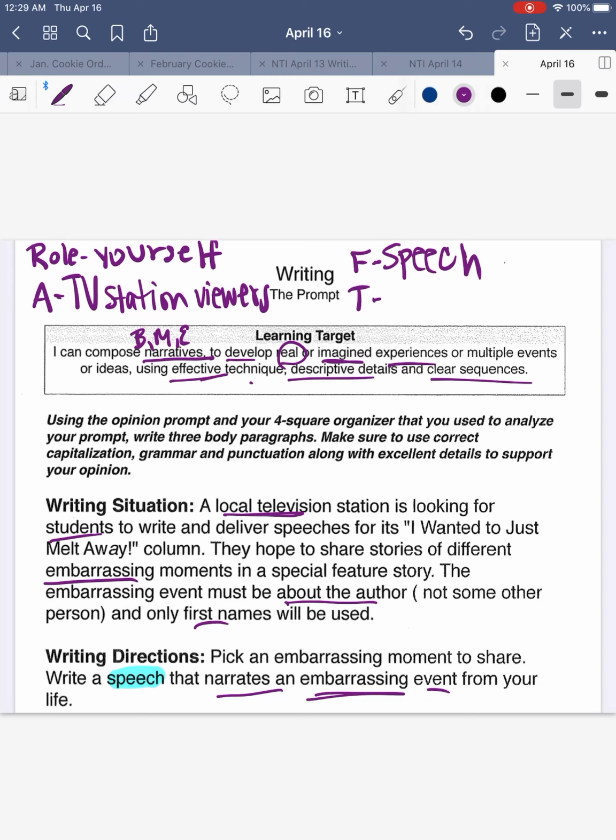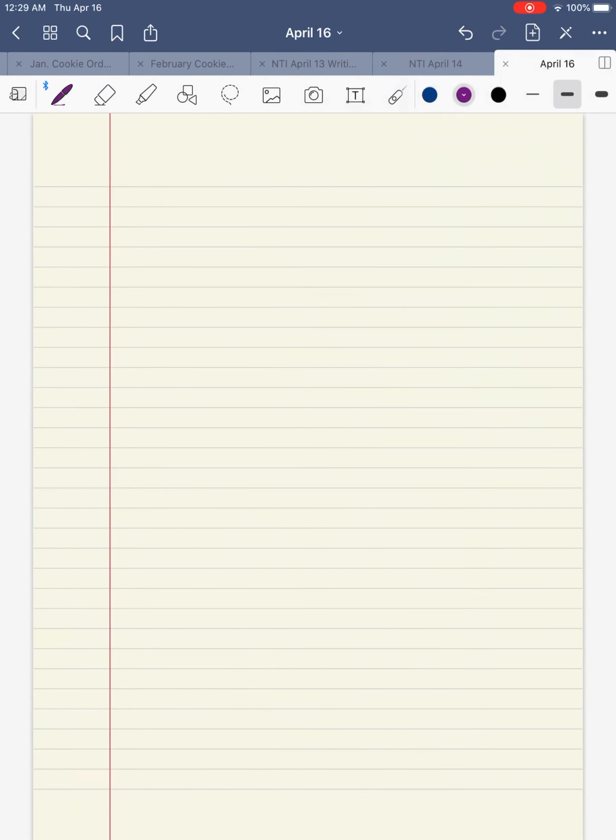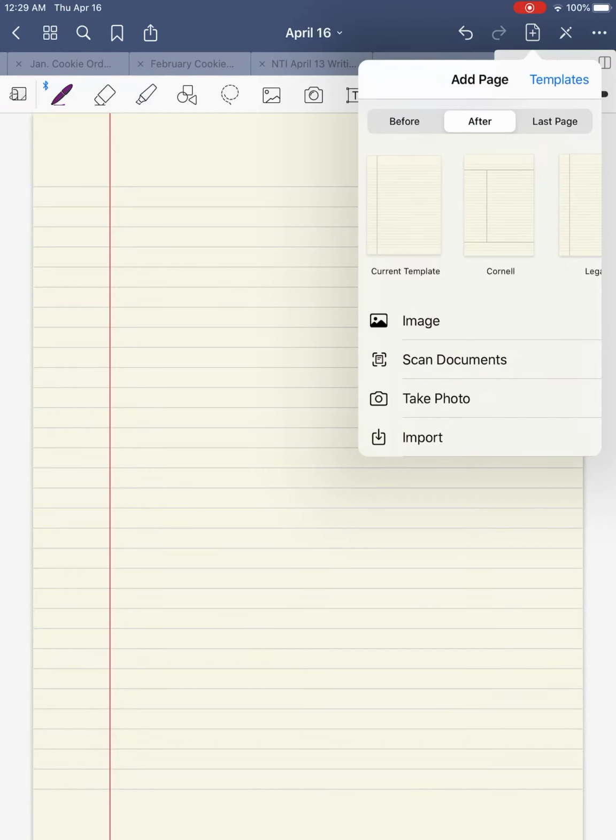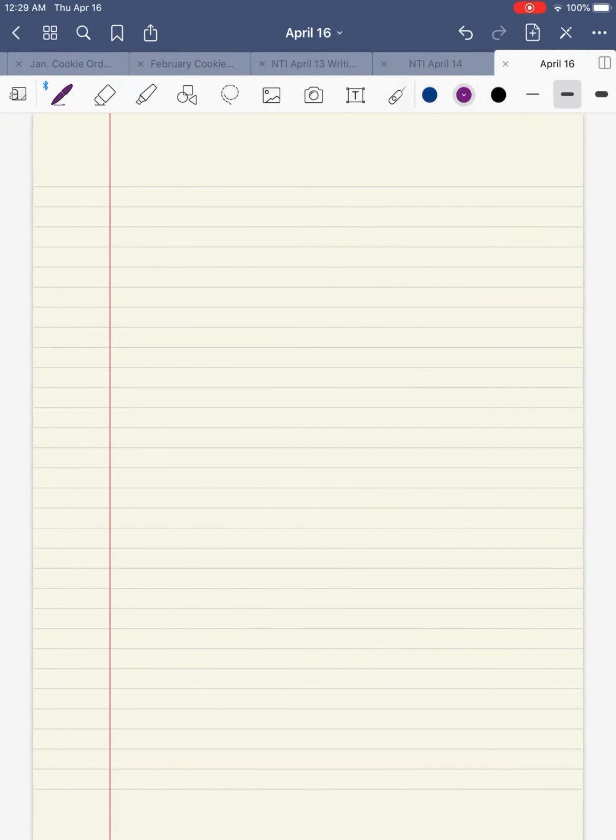And then your topic, what T stands for, is an embarrassing moment. And I'm sure we have all had embarrassing moments. So as I've been reading this and going over this, and whenever you do this independently, you should go ahead and start thinking about different embarrassing moments. And if it helps you, you can make a list of embarrassing moments. So let me add a page here. I'm going to add another one too so I can get my Foursquare down. But if you need to make a list, again, these can be real or imagined.